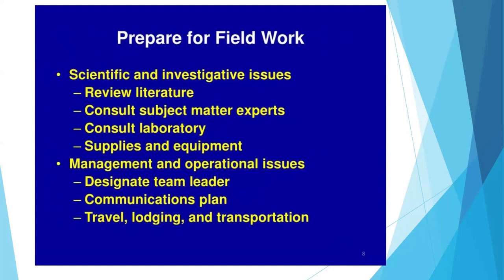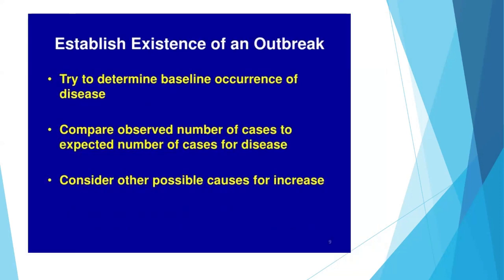For example, we need to review the literature first. We need to consult subject matter experts so that we have an idea what to look for in the community. We need to consult the laboratory. We need to think about the supplies and equipment that we have. There are other management and operational issues like designating a team leader, communications plan, travel, lodging, and transportation. We need to establish the existence of an outbreak.